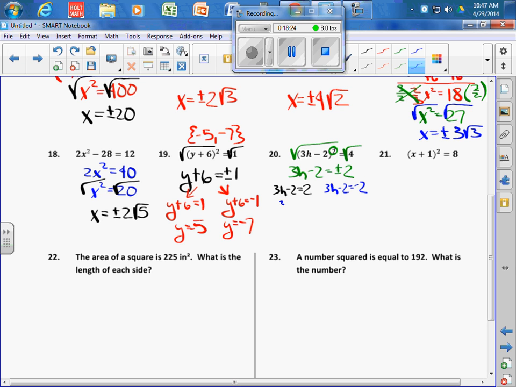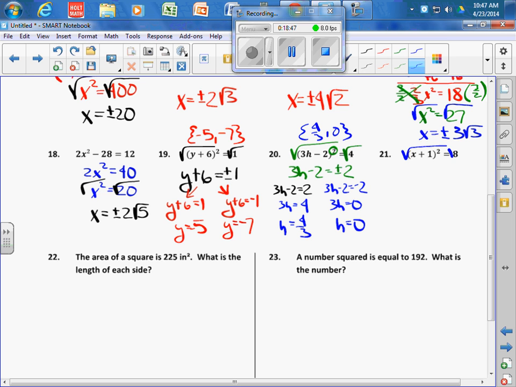Well, adding 2, you get 3h is equal to 4. Dividing both sides by 3, you get 4/3. In adding 2 to both sides here, you get 3h is equal to 0. H is equal to 0. So your two answers here are 4/3 and 0.